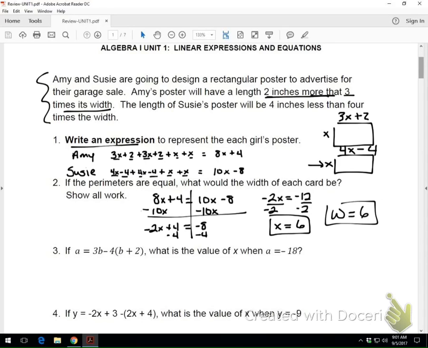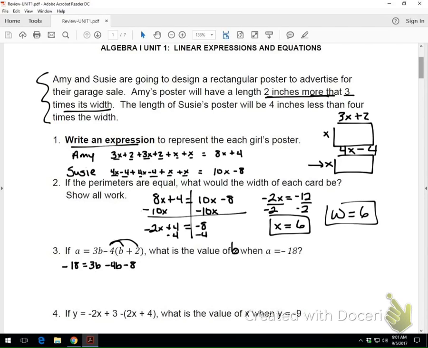Okay, number 3. It says if A equals 3B minus 4 parentheses B plus 2, what is the value of X? That's actually supposed to be what is the value of B when A is negative 18. So let's go ahead and plug that negative 18 into the A right there. And then we simplify this right side. So if you look, I'm going to do this first. The claw. So I got 3B. Now what's negative 4 times B? Negative 4B. What's negative 4 times 2? Negative 8.